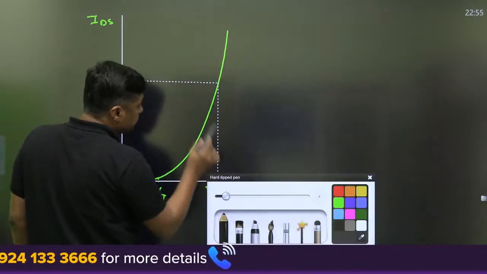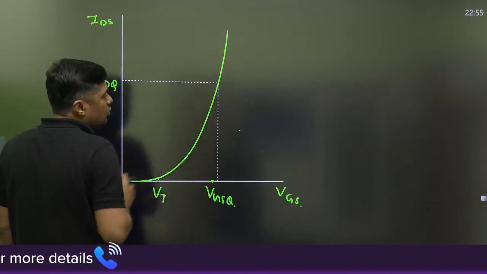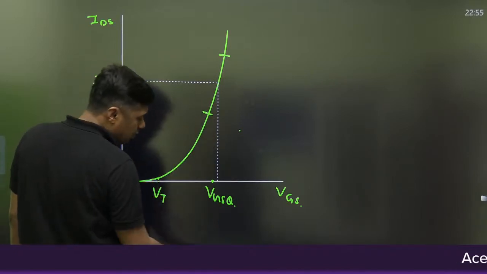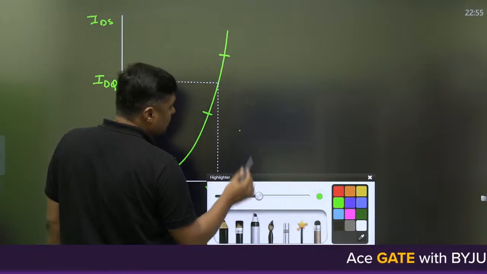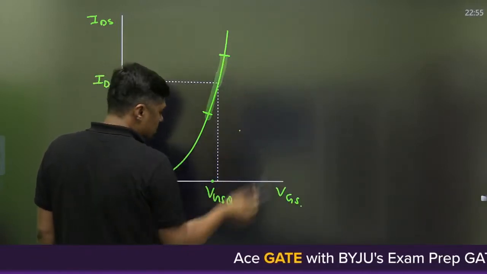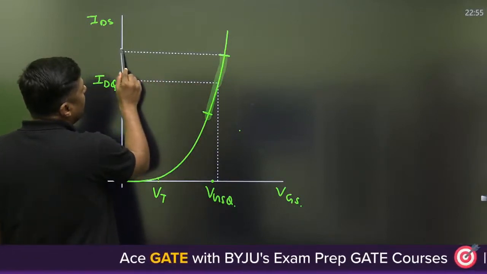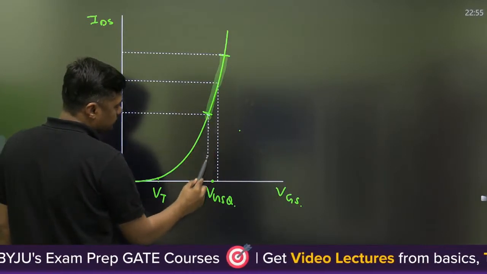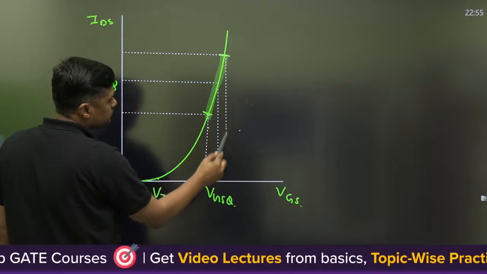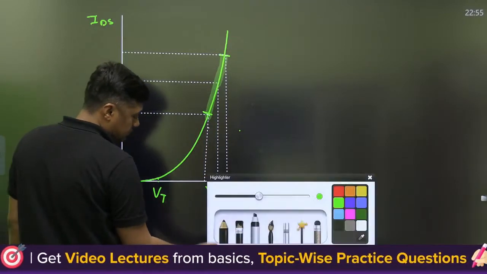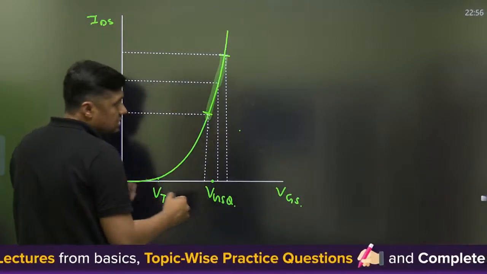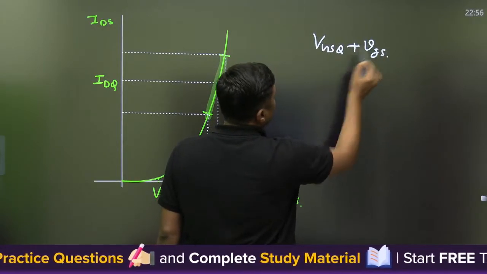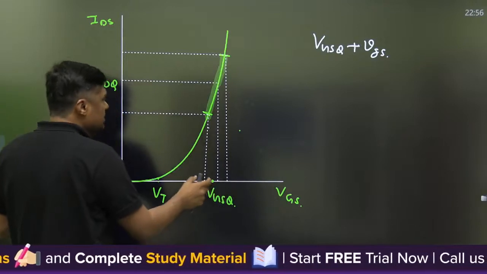Now watch this. This is a non-linear curve. A small portion from this point to this point, you can assume to be linear. Now, when we are changing the voltage, this is VGSQ, that is the DC voltage. And when we apply a small voltage vgs, then when vgs changes, it will change the value of ID.